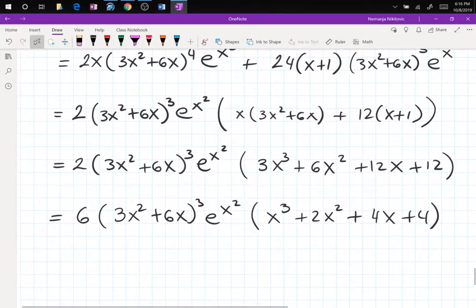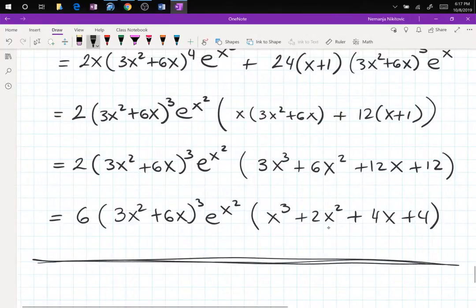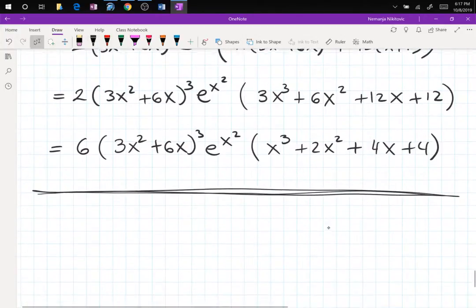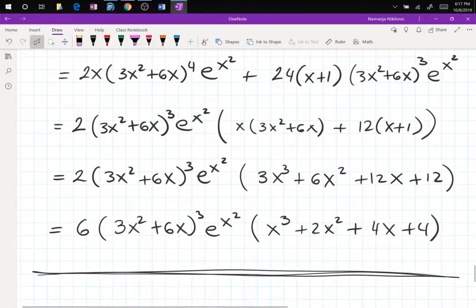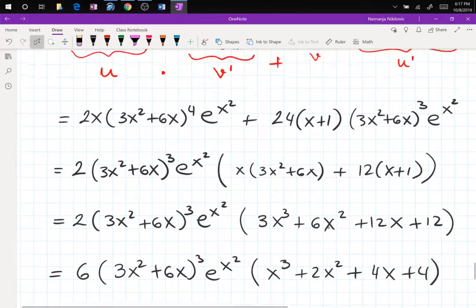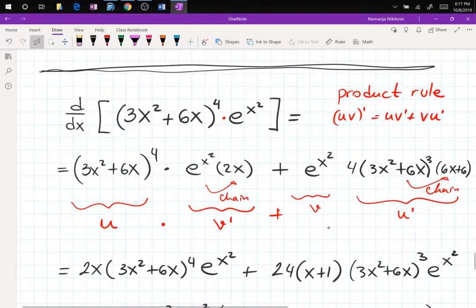Why are we simplifying? Because chapter 4 takes this answer, sets it equal to 0, and then you set each one of the terms to 0 to find values that you will need for chapter 4. So practicing simplifying now is important for your future. So this problem was chain rule within the product rule.